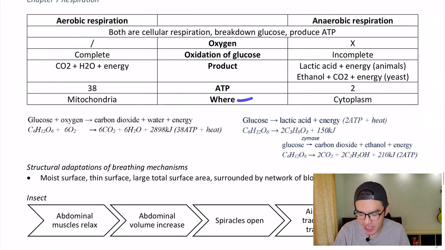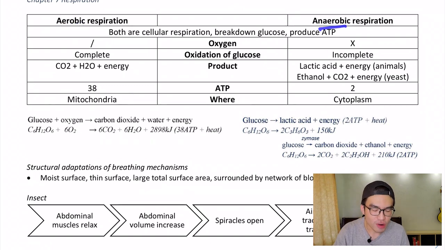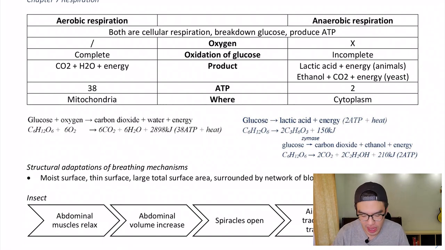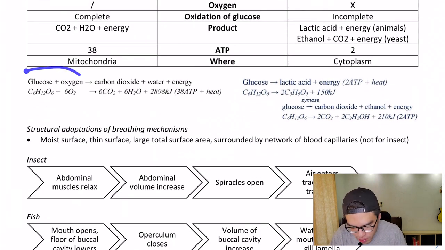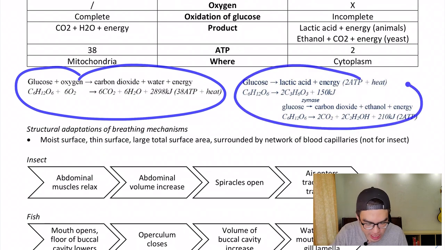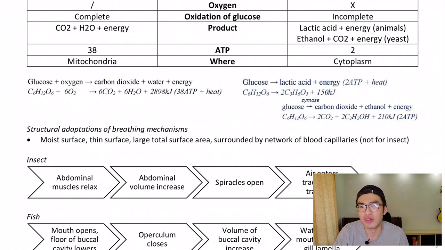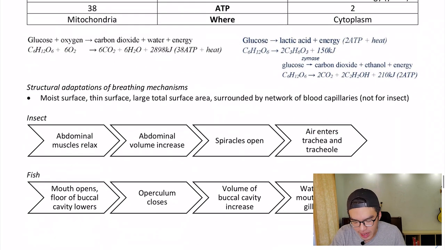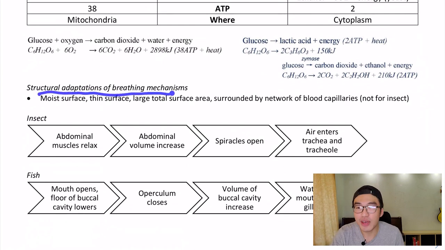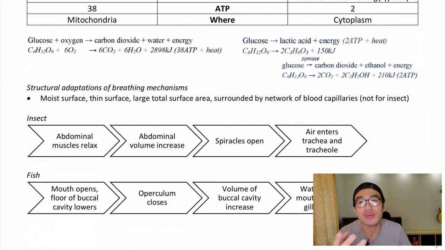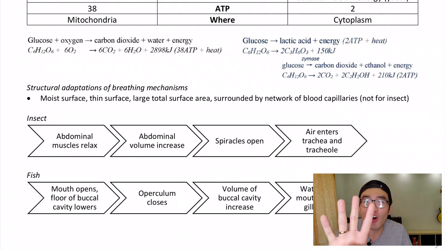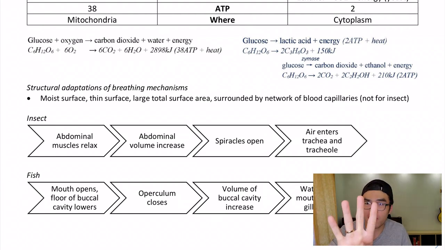Alright, so where does it take place? Aerobic respiration happens in the mitochondria, but anaerobic only happens in the cytoplasm. Okay, very important point right there. So we already include both reactions for here, or I would say 3 reactions, okay, you can read it yourself. Next, structural adaptation of breathing mechanism, okay. Basically, you already learned this in Form 3, which is the 4 adaptations of your alveolus. You know what's your alveolus, right? So you have 4 adaptations.